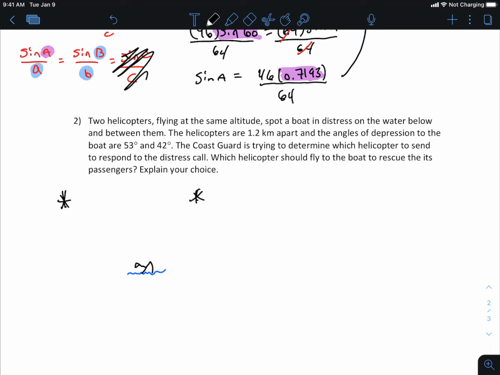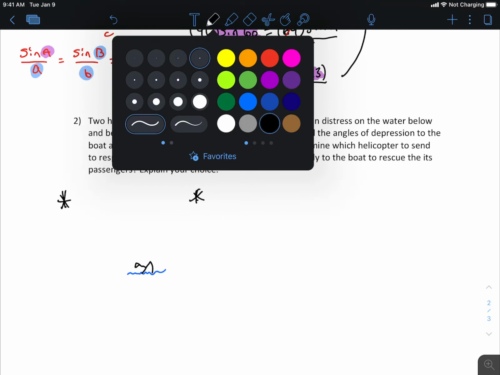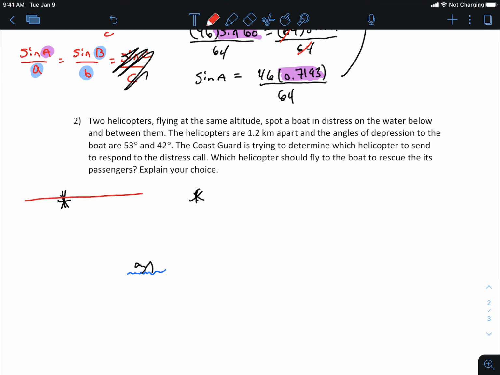Now, obviously these 2 helicopters are at the same altitude, so that's kind of what you're treating as your horizontal. Right? And then you've got these 2 lines of sight basically, right? One of the helicopters measures an angle of depression of 53 degrees. And the other one measures 42 degrees. Okay, but then it tells you that the 2 helicopters are 1.2 kilometers apart.